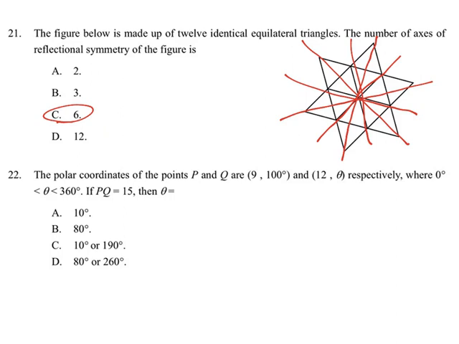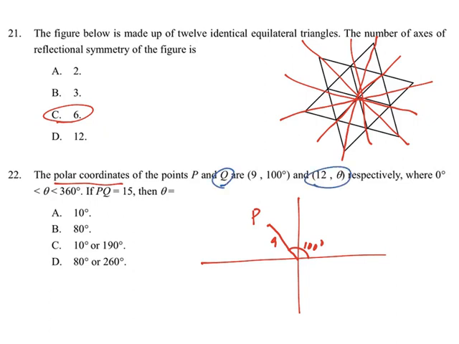For number 22, it's about the polar coordinate. For polar coordinate, 9, 100. So 100 is about here, and this length is 9, and then we have another one, 12, theta. 12 for Q, 12, theta. Theta is 360 degrees, and then PQ is 15. PQ is 15. So we can know the relationship between 15, 12, and 9.